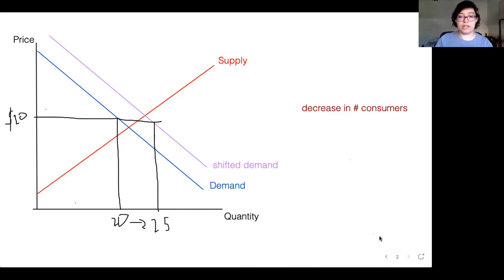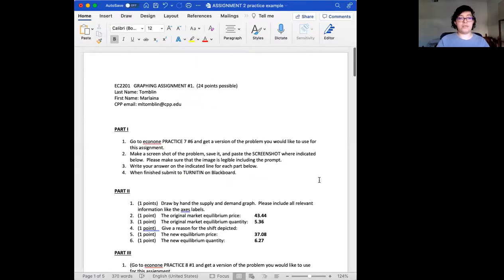Just do a quick share to the Word document. So that pretty much covers the assignment, I believe.